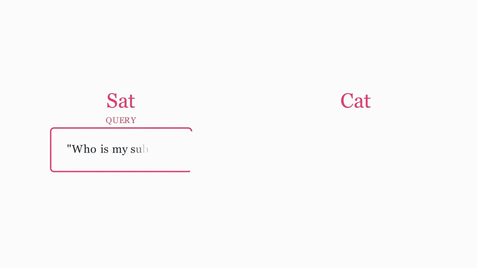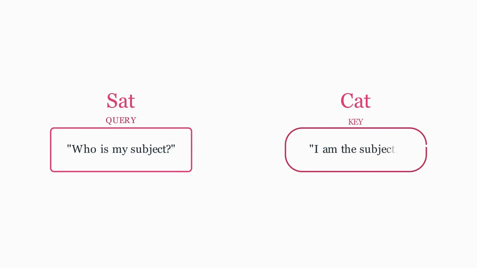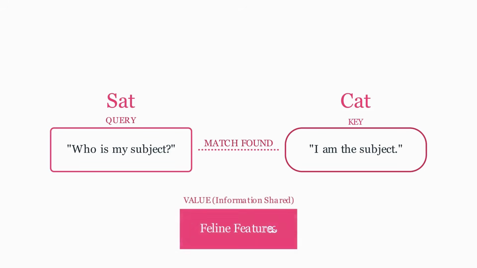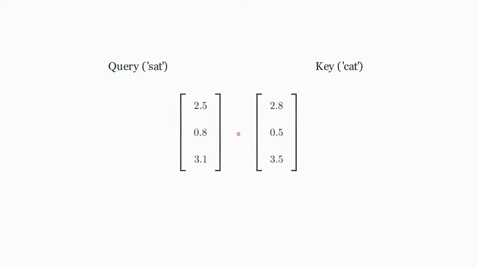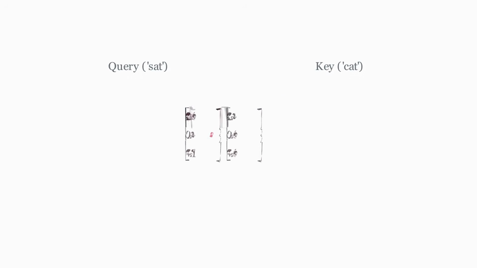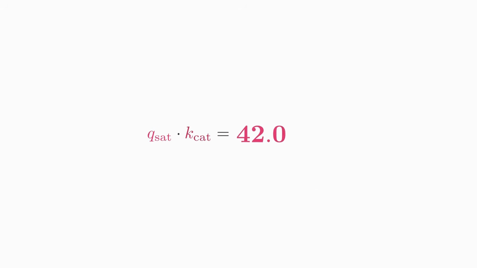Now, once the word sat is converted into a query, think of it this way. Imagine the query for the word sat asking, I am a verb. Who is my subject? It then checks the keys of all other words in that particular sentence. It is similar to how English grammar works. When it finds a match with the word, in this case cat, it knows exactly which information is relevant. And we calculate this relevance using our dot product. A high mathematical score means a high relevance in this case.